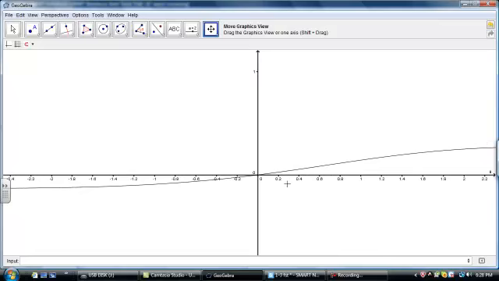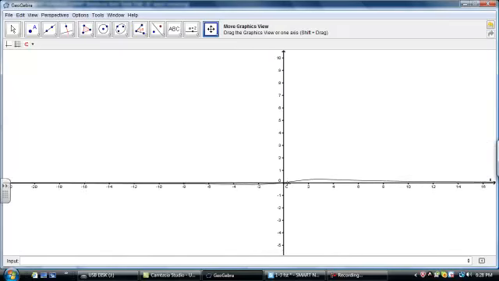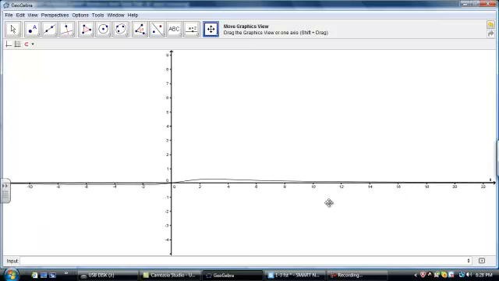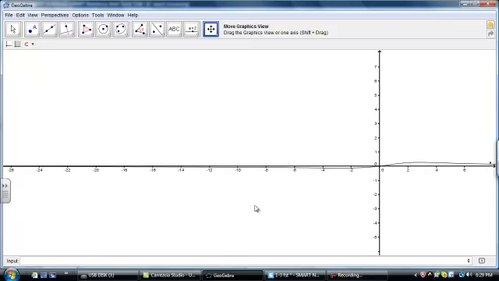So I'm going to zoom out of this graph, and we're going to see that as x goes out toward infinity, wow, as it goes out toward infinity, it looks like it's coming back down to 0. And the same thing on the other side. As x goes toward negative infinity, the graph, or the function, is going toward 0.